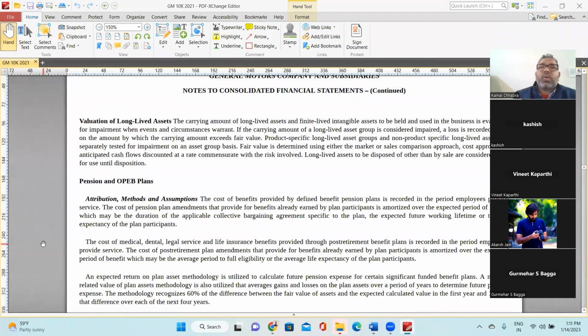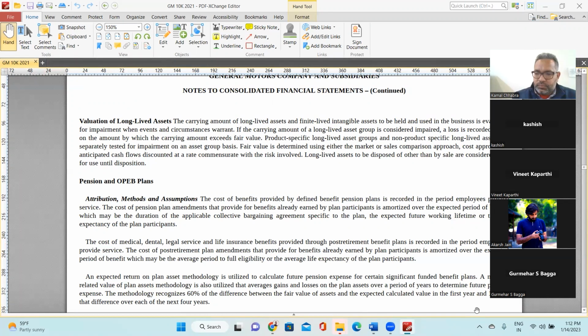So in notes to accounts, the first thing is always the accounting policies and principles which you have used for the entire financial statement preparation; it should always be the very first note to accounts. Make sense?